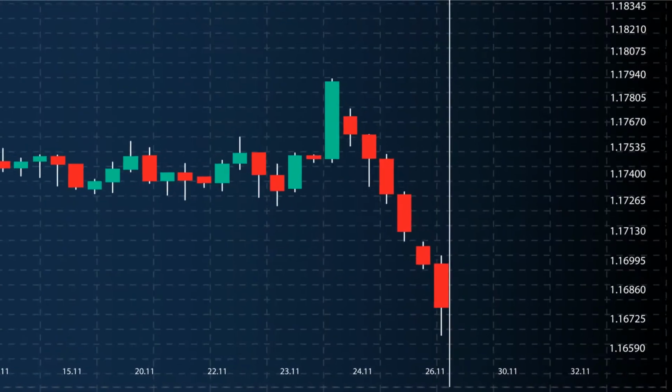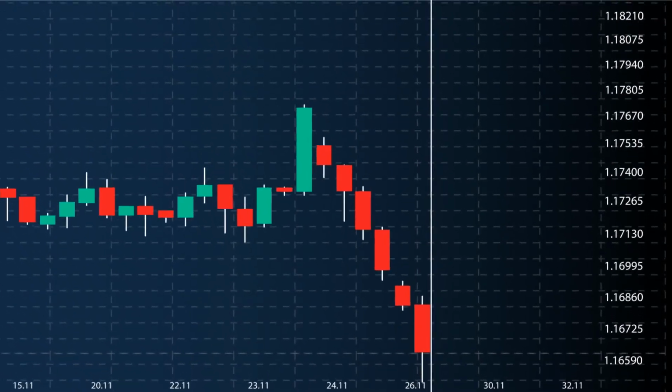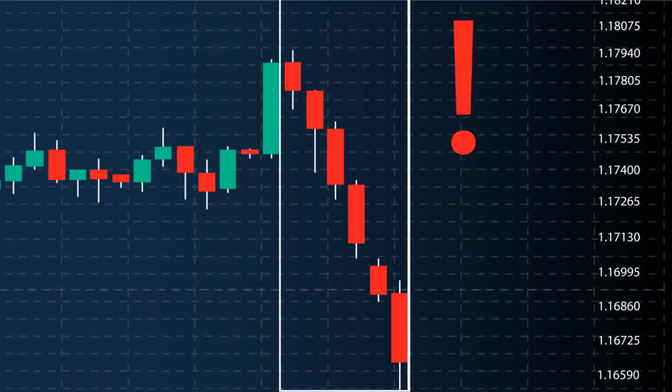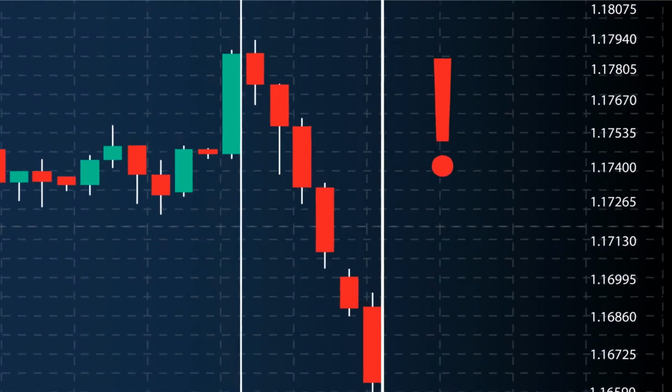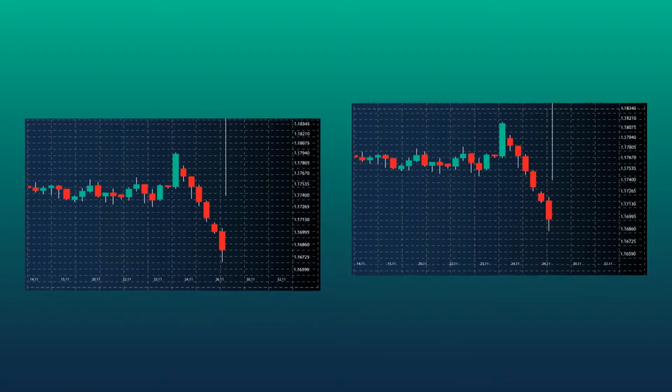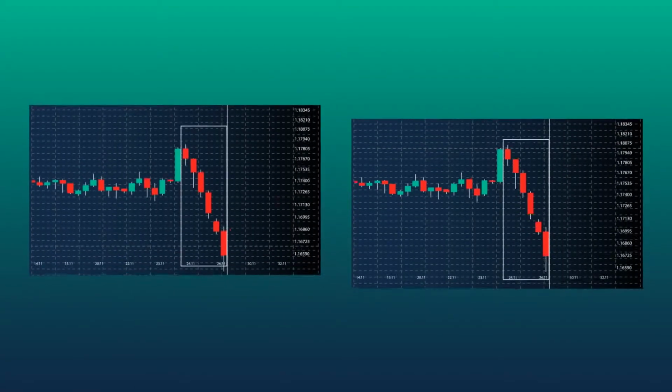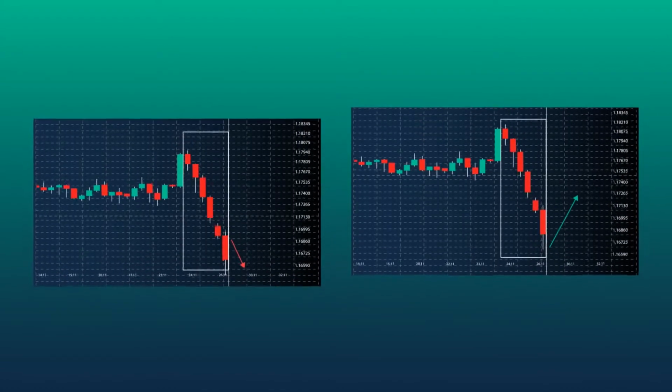The Autochartist consecutive candles analysis tool alerts you to instances where an exceptional number of candles have moved in one direction, potentially assisting you in identifying emerging trends or swing opportunities.